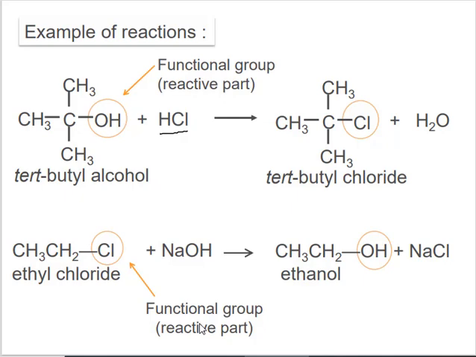Okay, next example, what you have here is ethyl chloride. This is a haloalkane. Again you will learn about the namings later on. So it can react with sodium hydroxide. Again, what happens here is the chlorine will be replaced by OH from NaOH to give you an alcohol, and byproduct NaCl. Okay, so like what I've mentioned earlier, reaction happens at the functional group of a molecule or a compound.